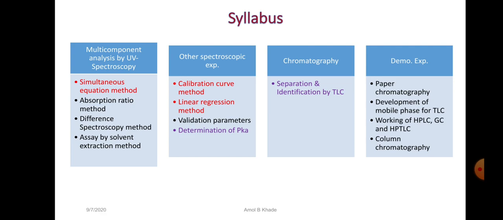Second is the absorption ratio method, or the Q value method. That also we have studied in the theory. We will be taking again the same formulation, sodium benzoate and caffeine, and we will be estimating the concentration of each of these using this particular equation. The third is the difference spectroscopy method.